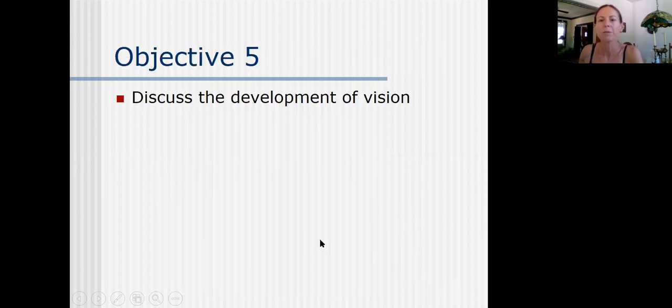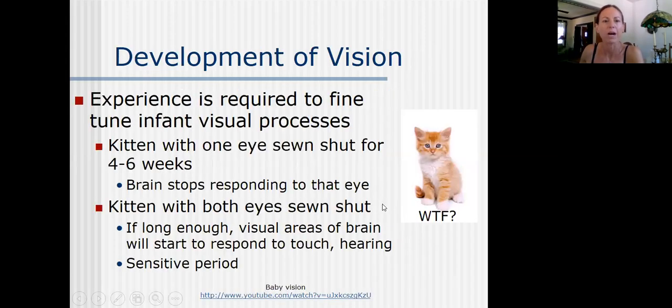Okay, I'm going to talk a little bit about the development of vision in this video, objective number 5. The development of vision, just like everything else, when we talked about the development chapter, you need experience to fine-tune the visual process. Babies are born being able to see, but they don't see very well. So we need that experience to really fine-tune things.